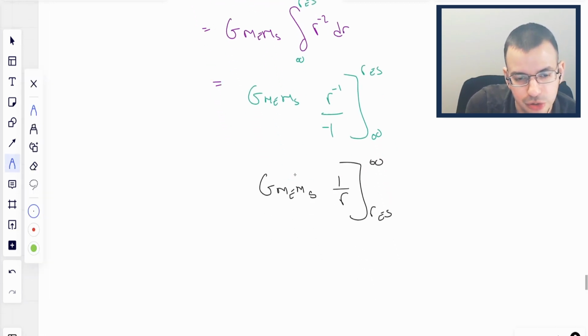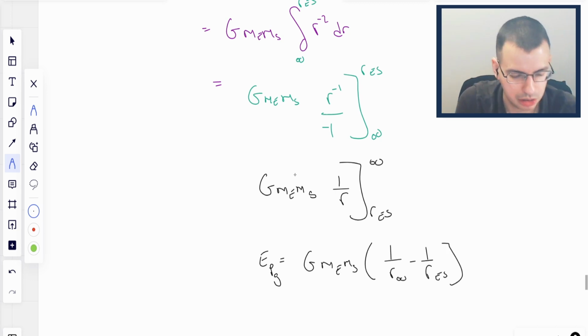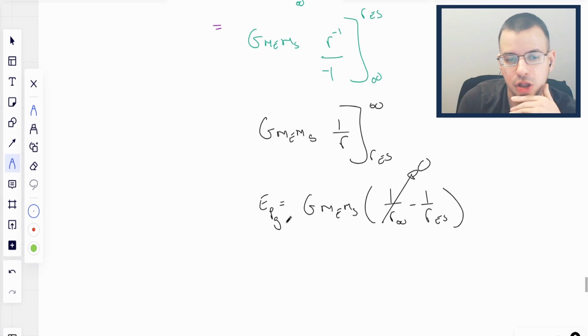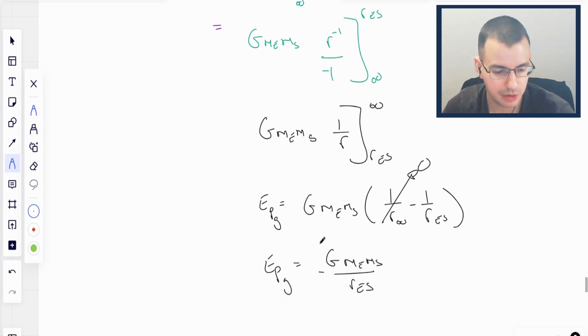So it's going to be the potential energy due to gravity. Probably could do a little G there for gravity. Gravitational constant, mass Earth, mass Sun, times 1 over R infinity, minus 1 over R Earth Sun, and 1 over infinity is 0. I know, lots of rewriting. This will be the last time. Gravitational constant, mass Earth, mass Sun, over radius Earth Sun, negative. This will be the potential energy due to Earth's gravity. All right, so now we got that.